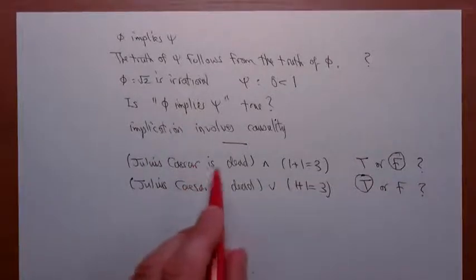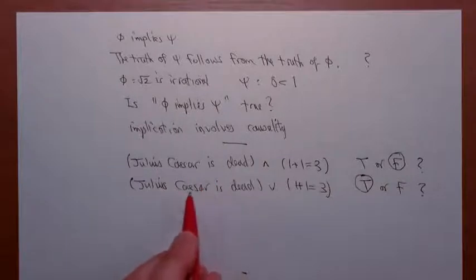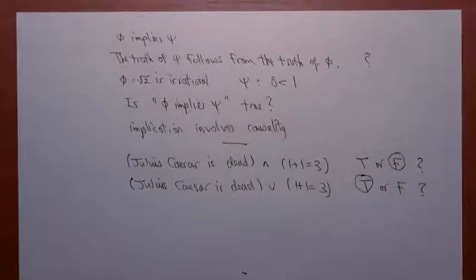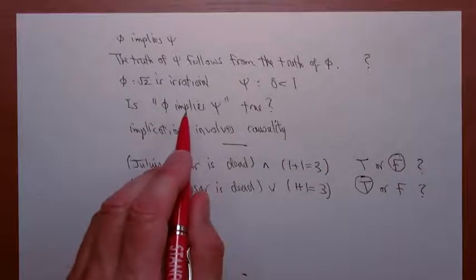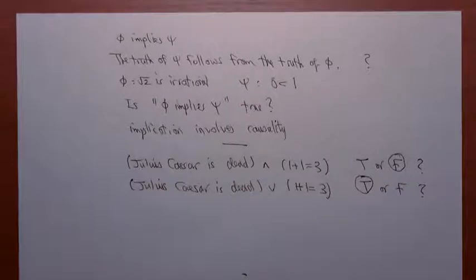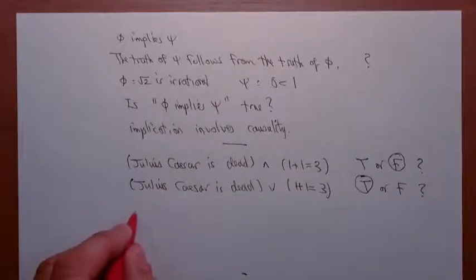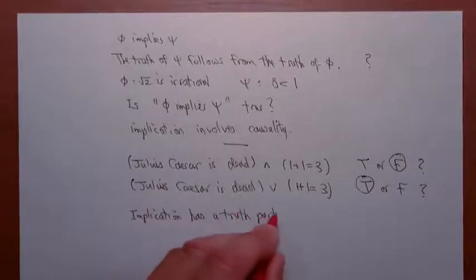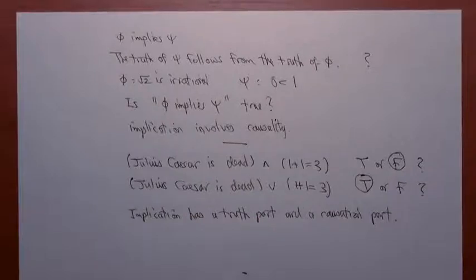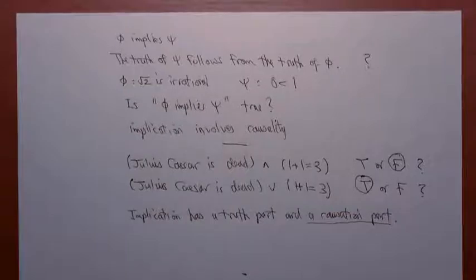And the fact that there's no meaningful relationship between the two conjuncts in this case, or the two disjuncts in that case, played no role in determining what the truth value was. It was purely in terms of truth and falsity. But that's not the same with implication, because implication involves causality. So let me just express that explicitly. Implication has a truth part and a causation part. What we're going to do is ignore that part. We're going to leave that to the philosophers, if you like, and we're just going to focus on the truth part.